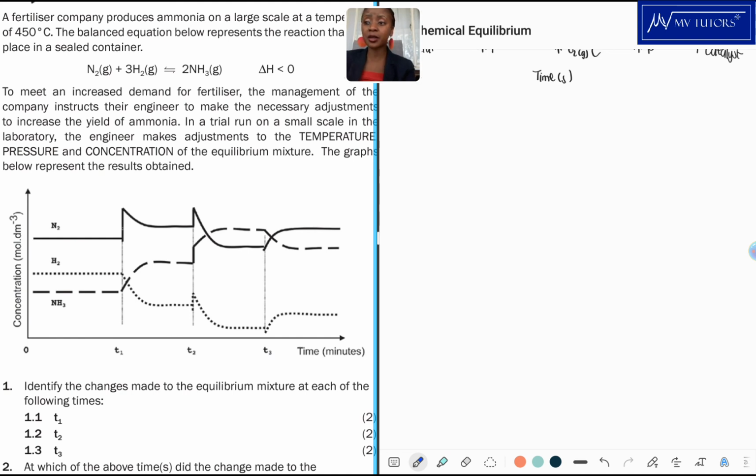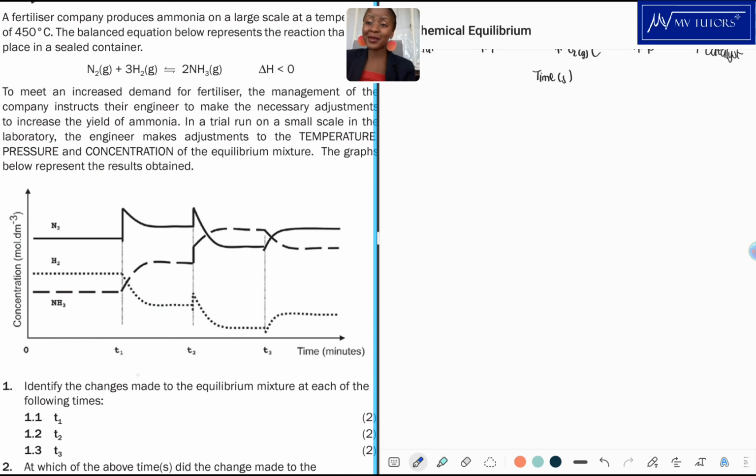We see that nitrogen increases, but it is a sharp increase. First of all, whenever you have a sharp increase, it could either be concentration or pressure. With temperature, there's always a gradual increase or decrease. So they increased the concentration of nitrogen, and as a result, because of Le Chatelier, it's going to be product favored. You're going to have a gradual increase in ammonia and a gradual decrease of the reactants, nitrogen and hydrogen. What happened at T2?